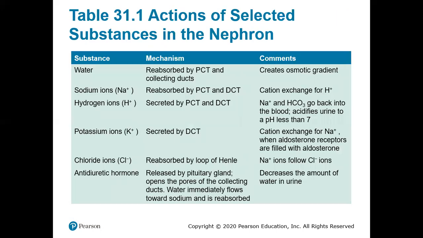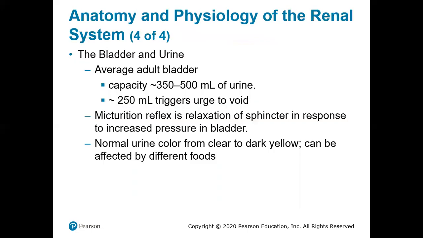Table 31.1 details the actions of selected substances in the nephron. This is found on page 527 of the text. So water, the mechanism is detailed as reabsorbed by PCT and collecting ducts. Comments: creates osmotic gradient. Sodium, hydrogen positive ions, potassium positive, chloride negative, antidiuretic hormone, and so on and so forth. I will let you look through those details at your leisure.